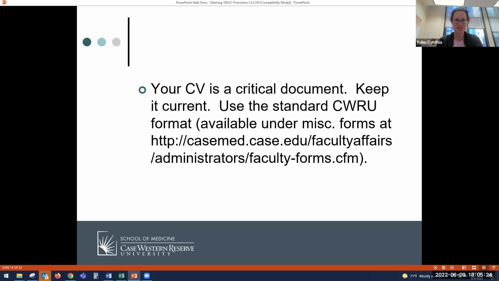Okay, so just come up with this. The CV is critical, and there is a very specific template. I'm sorry, this is the Case one, but Deneen has referred to the CCLCM one. They're very similar. I think there are some internal references to the one that is available at the Clinic, but they follow the same format. It is organized, so it looks at your education activities, your service activities, and your research activities. And we ask you to subcategorize this as international, national, regional, and local.